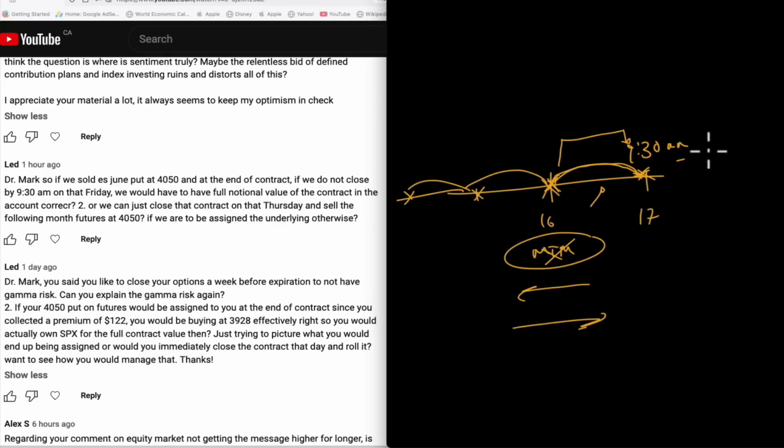Let's see. Or we can just close the contract on that Thursday. You'd have to close it on Thursday. Well, you can close it at 9 o'clock on Friday morning. You have all the way to 9:30, but liquidity drops really quickly by the time you get to Friday morning. So if you want to close it, do it the day before Thursday and sell the following month futures at 40.50.